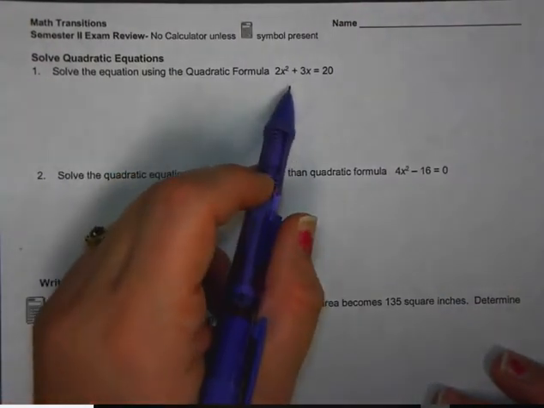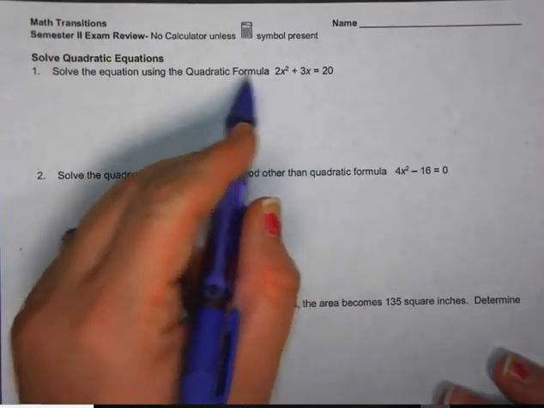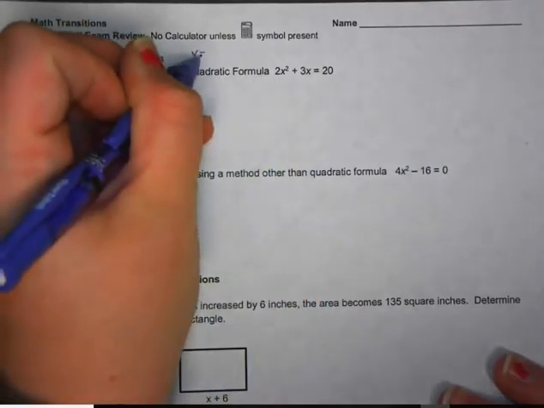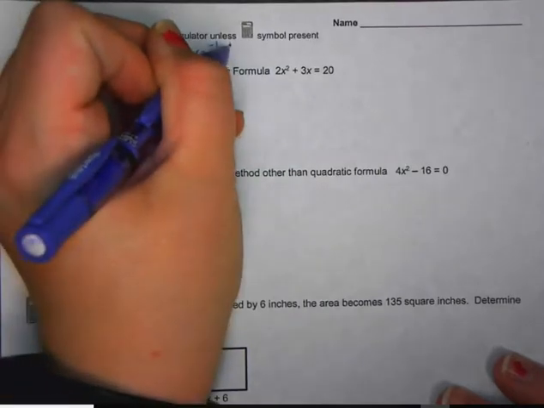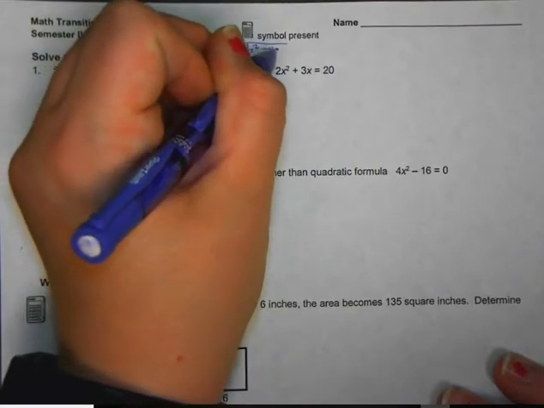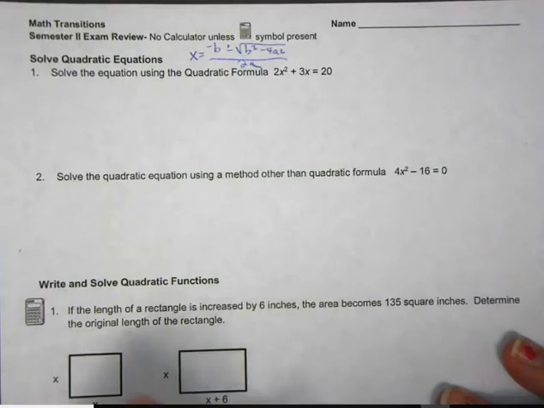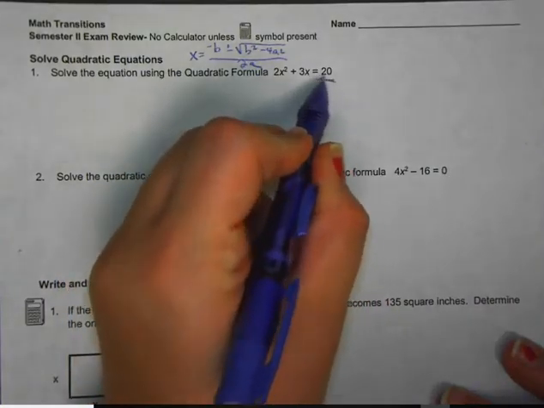So it says this is page 5 of our review, and we have solve using the quadratic formula. Remember, the quadratic formula is x equals the opposite of b plus or minus the square root of b squared minus 4ac, all of that over 2a. Now remember, we're looking for the zeros. So this part over here must be 0.